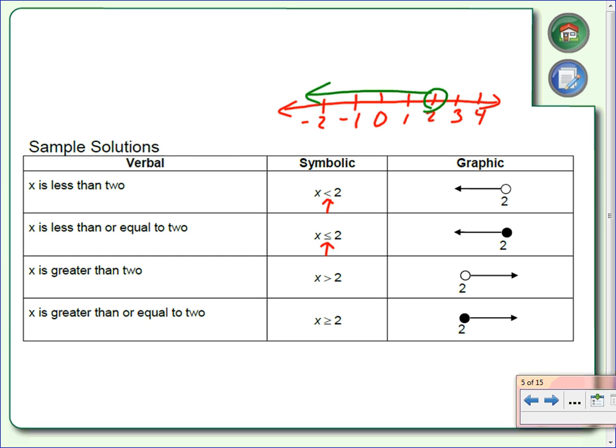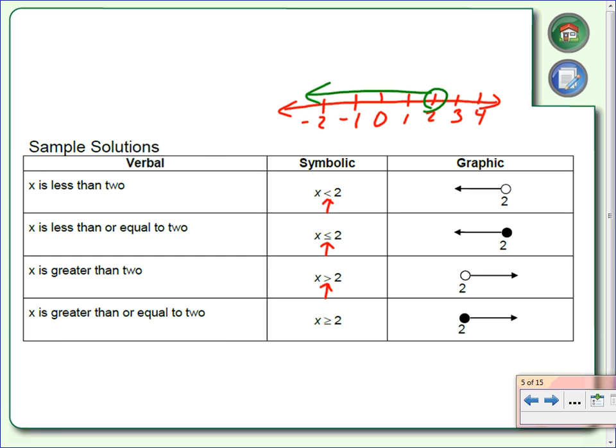The other is x is greater than 2. So this thing right here is the greater than symbol. Again, the graph of that would be circling the 2, pointing to the right, because all the numbers to the right are greater than 2.